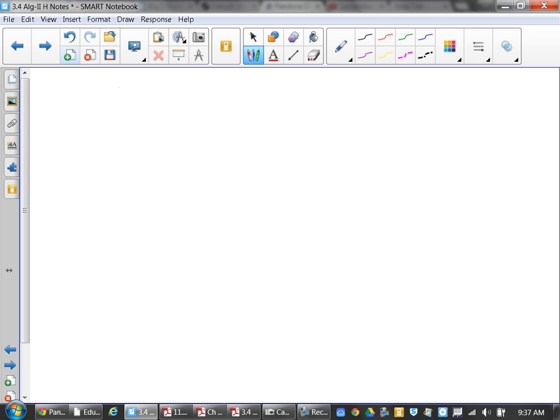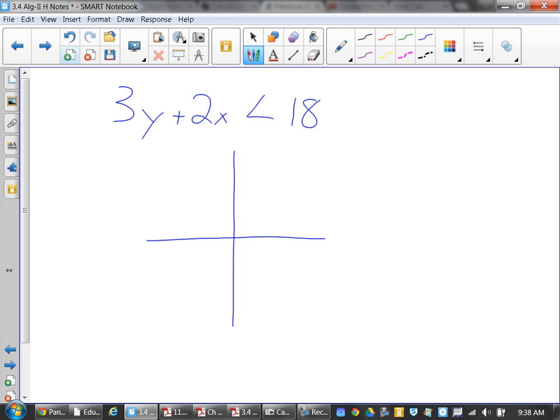The other thing we did when we graphed stuff was graphing inequalities. For example, if I had 3y plus 2x is less than 18, and I wanted to graph that, there's a little bit extra work to do. Again, it's set up in that nice standard form, so we're going to do that cover and solve. Notice I'm not using graph paper. You don't need it.